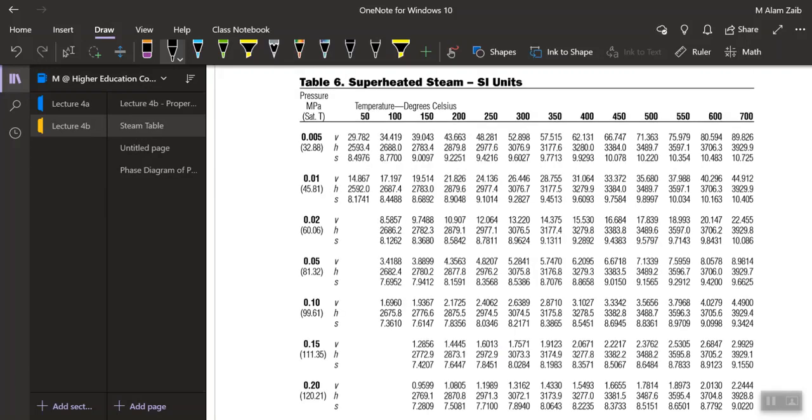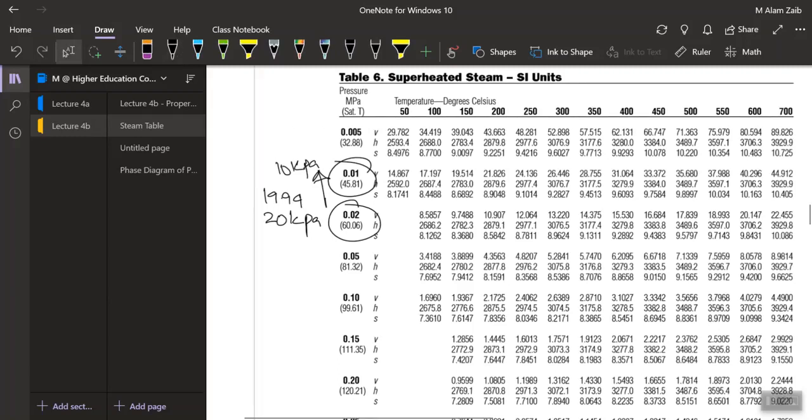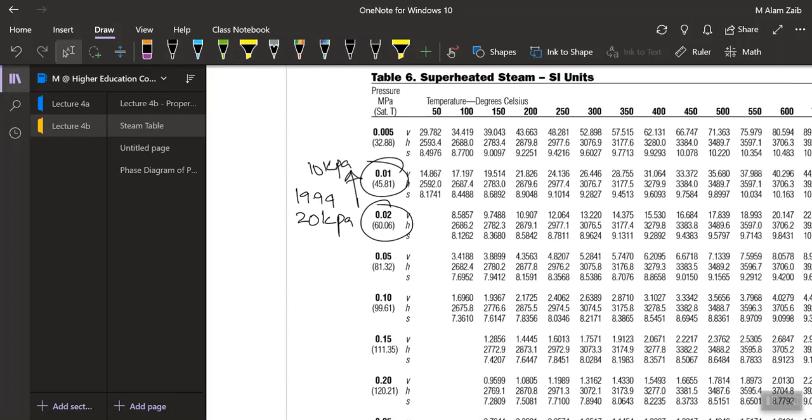So in a superheated table, if you look at different values, you have a value of 0.02, which is actually equal to 20 kilopascal. So your own pressure is 19.94. Definitely we are looking for a pressure which is less than 19.94. So over here we have a pressure of 10 kilopascal. At 10 kilopascal, we have to find the volume corresponding to 60 degrees centigrade.